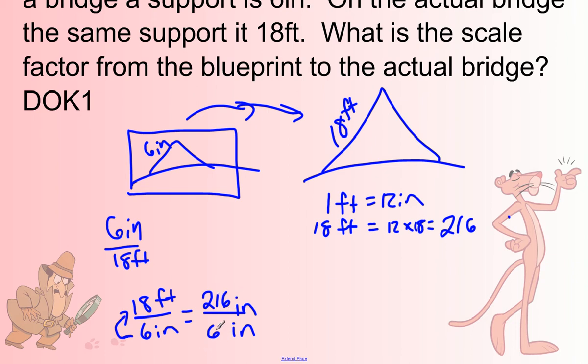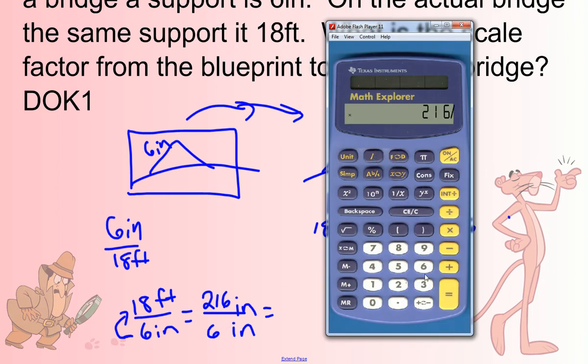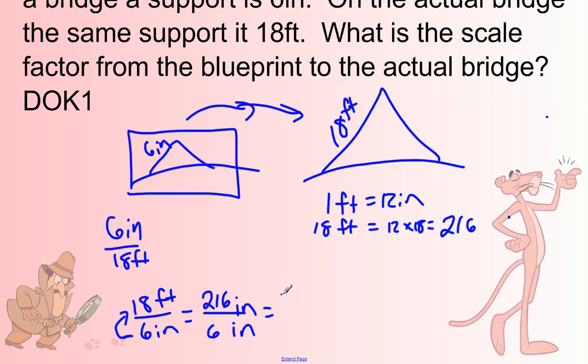216 inches to 6. If we simplify here a little bit, divide by 6 and simplify, I get 36 over 1. So the ratio is, my bridge is 36 times as big as the blueprint. That is my scale factor. My scale factor is 36 times from here to the actual bridge.